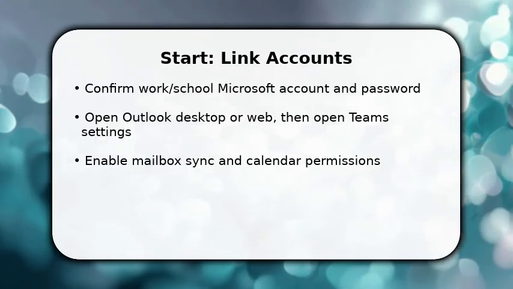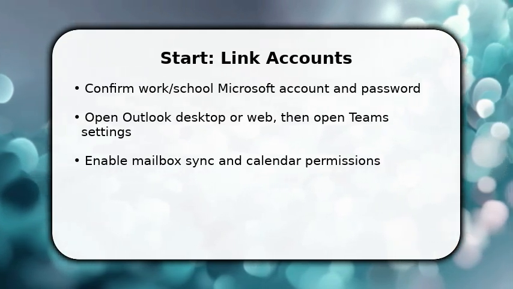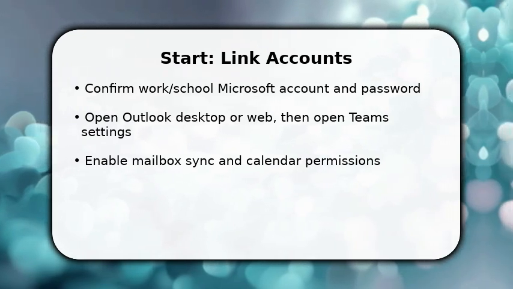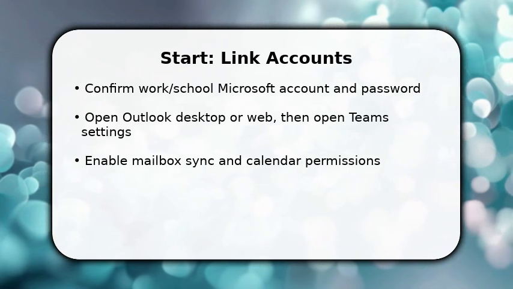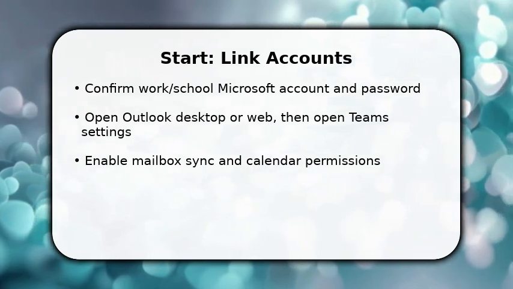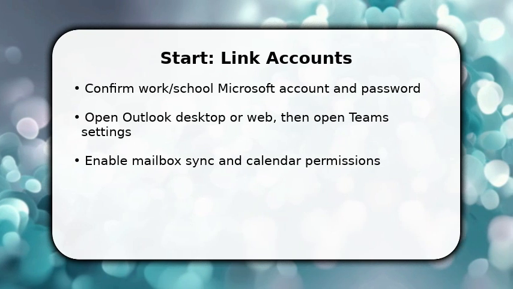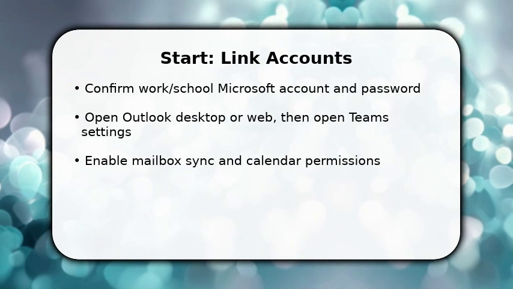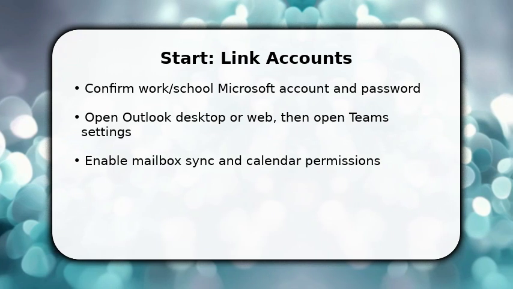You start by linking accounts so notifications and calendar items flow between apps. Sign into Outlook with your work or school account, then open Teams and use Settings accounts to add the same identity. Once done, enable calendar permissions and mailbox sync so meeting invitations show in both places. This alignment prevents double booking and keeps present status accurate. Make sure notifications are allowed in both apps so you don't miss urgent messages.